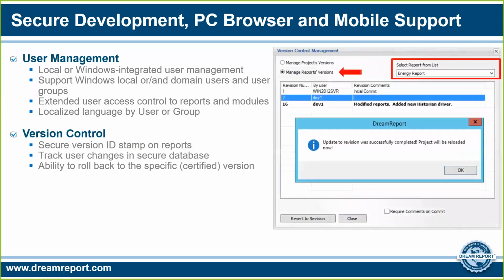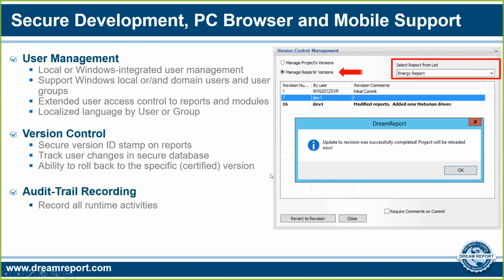Version control, very important in many of the industries that we service, especially pharmaceuticals, life sciences. Being able to keep track of versions of either the report or the whole project, have a certified version, and let's say somebody makes a change and they shouldn't have, and somebody reviews a report later on and sees the version ID is not what was signed off on during the qualification testing or validation. We need to roll back to that certified version. Tell Dream Report what you want to do, either at the report level or the project level, and go back to that certified version.